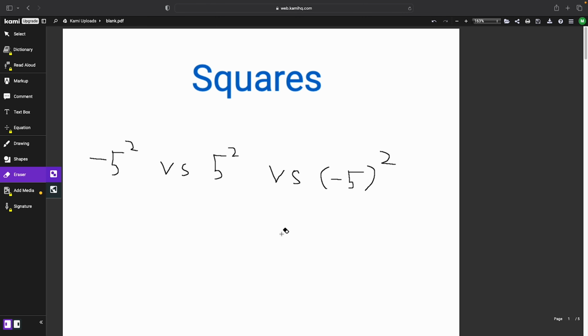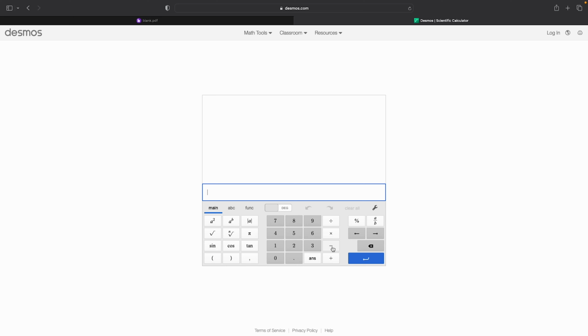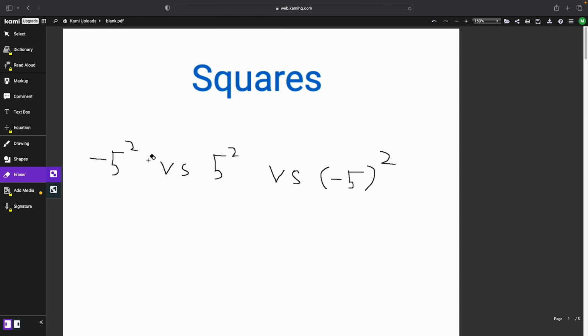Today we'll be talking about squares because squares have an interesting property. Negative 5 squared versus 5 squared versus parentheses negative 5 squared. So you may have been on a calculator before and typed in negative 5 squared, and instead of getting what you expected, you got a different number. You may have been asking yourself why.